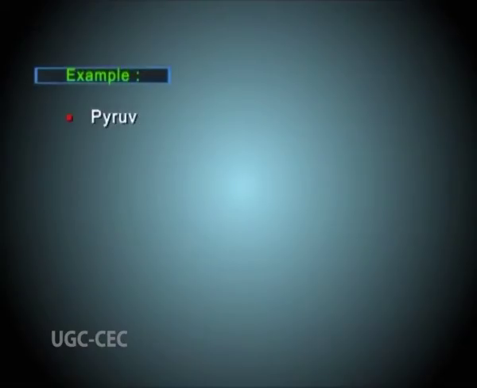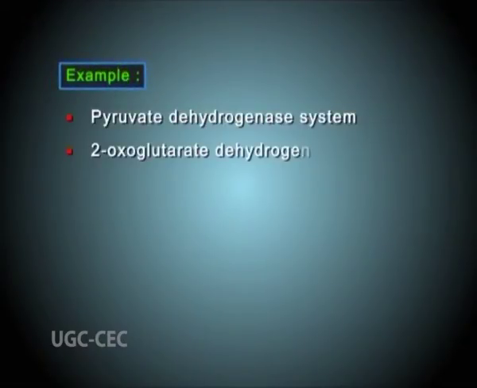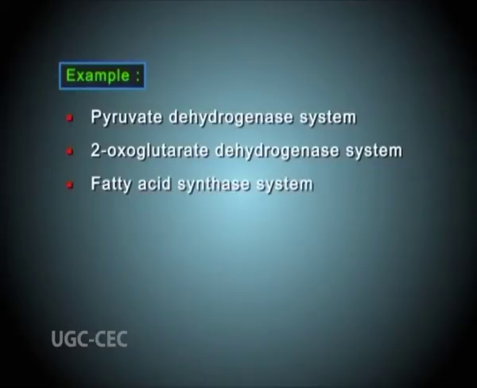Other examples of systems consisting of several structurally and functionally linked enzymes and cofactors are the pyruvate dehydrogenase system, the 2-oxoglutarate dehydrogenase system, and the fatty acid synthase system.